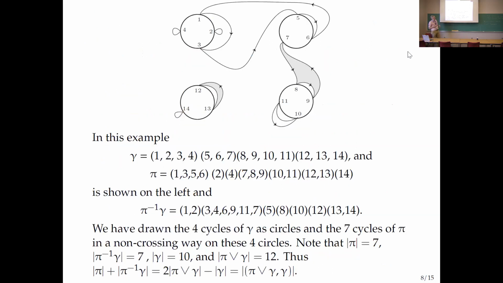Here's an example. This would be the case r equals 4. Gamma is 1, 2, 3, 4, 5, 6, 7, 8, 9, and so on. Here's a pi. There are many ways to draw these pictures, but here's the one way I drew it: you put the numbers around the circles in clockwise order.